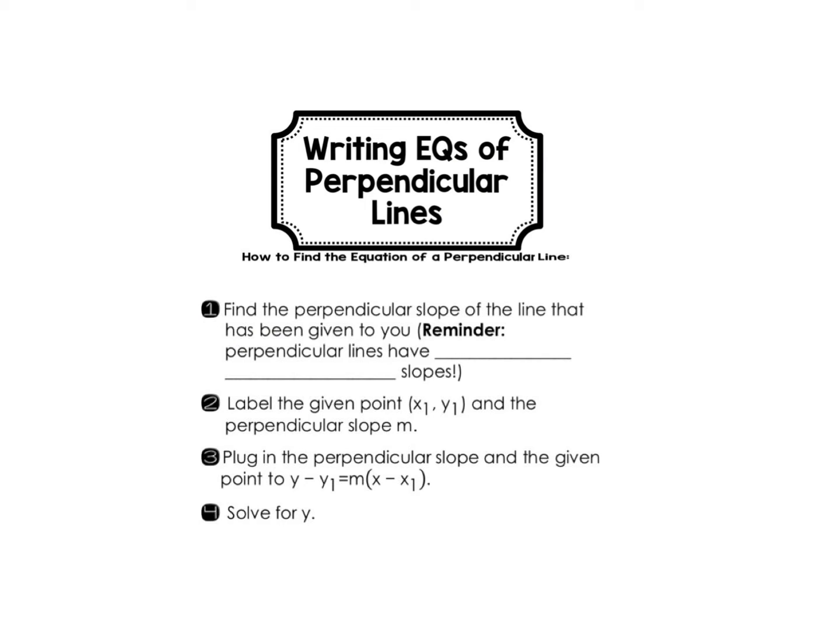Now let's talk about writing equations of perpendicular lines. The first thing we need is to figure out what slope we're going to use. So we'll find the perpendicular slope of the line that has been given to you. Perpendicular lines have opposite reciprocal slopes. Remember, that means we will change the sign and flip the fraction. Then we will label the given point x1, y1 and the perpendicular slope m. It's the same steps as before: plug into point slope form and solve for y.